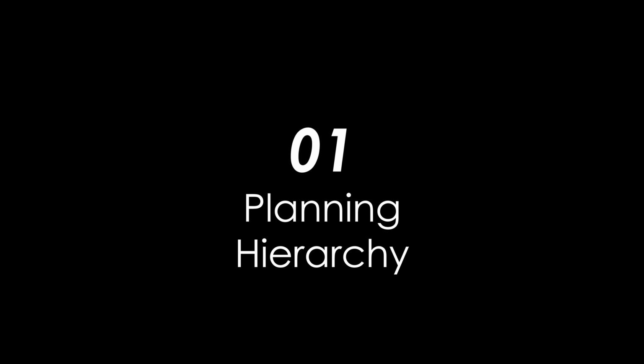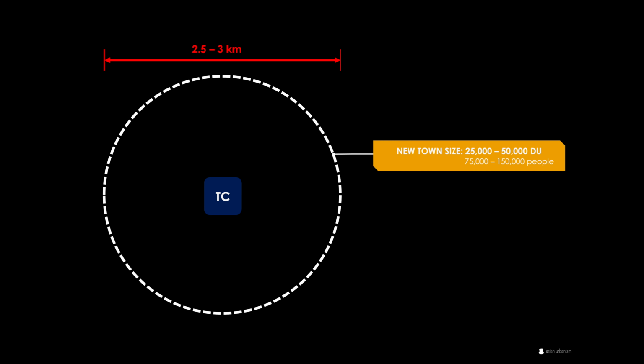Planning hierarchy. The New Town model comprises three key planning hierarchies. The New Town typically stretches 2.5 to 3 kilometers in length with an area ranging between 500 to 1,000 hectares. A town center is located at the heart of the town and functions as a commercial and civic center for the residents. New Town can accommodate about 25,000 to 50,000 dwelling units with a population of approximately 75,000 to 150,000 people.